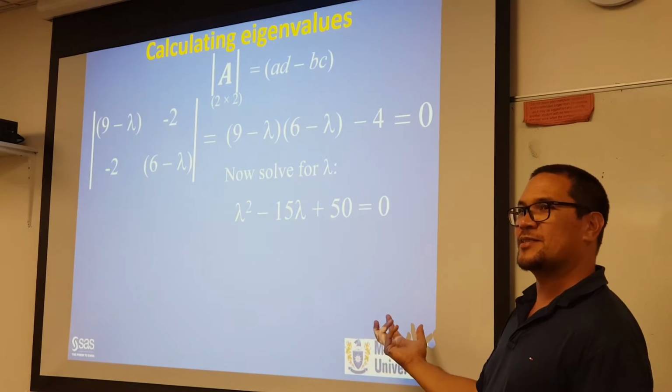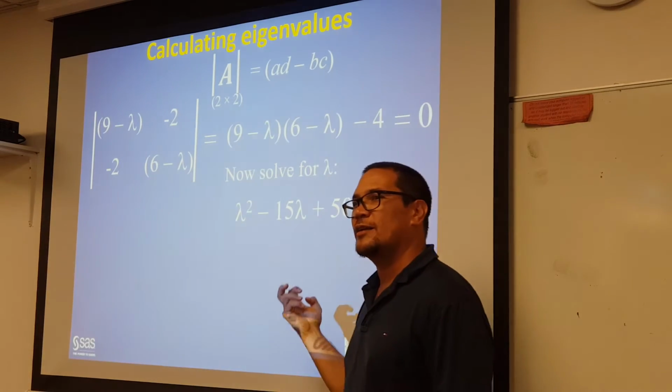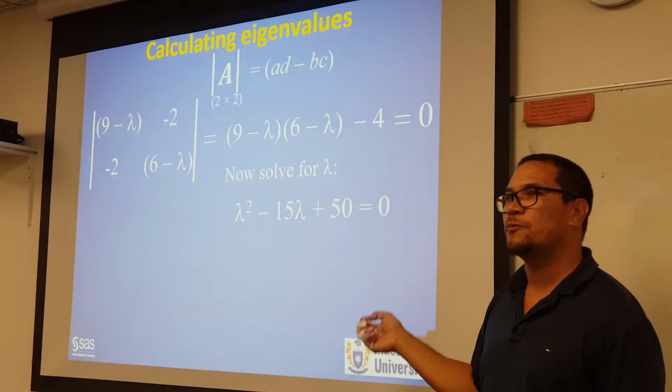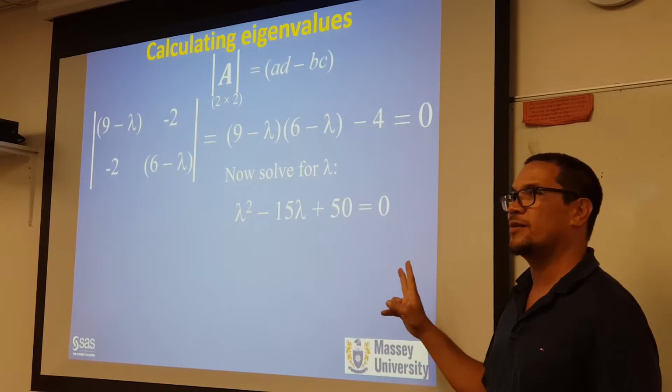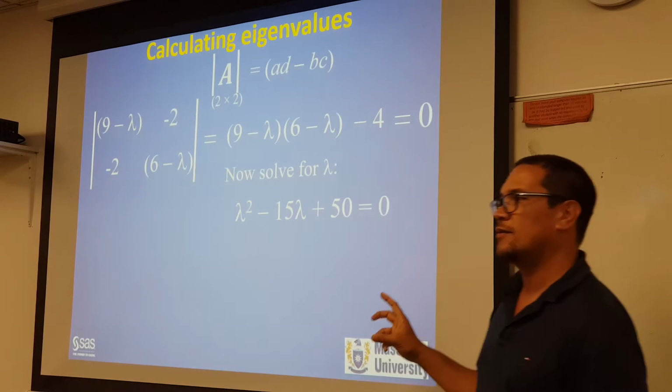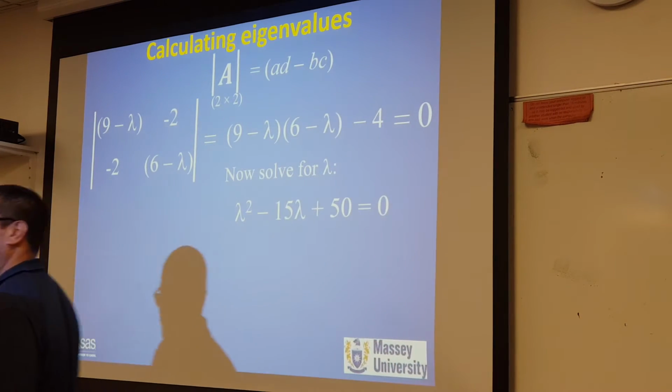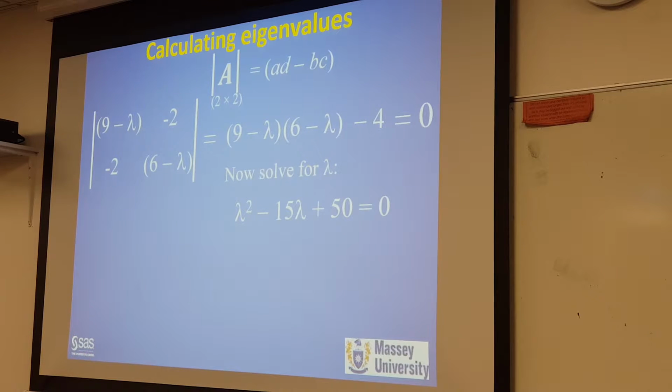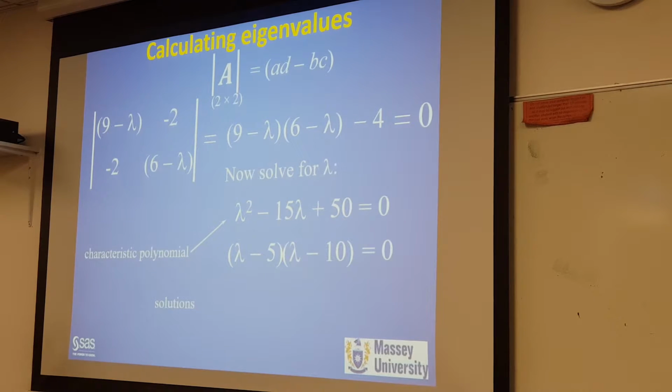And you've got to solve this. It's a quadratic equation. You're going to end up with 2 answers for lambda, right? So when is that equal to 0? What values of lambda will give a value of 0? 5 and 10, right? So we know that those are the eigenvalues.